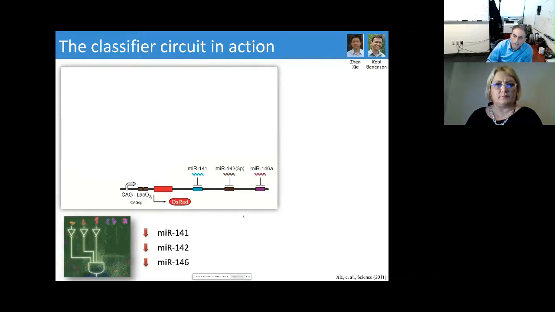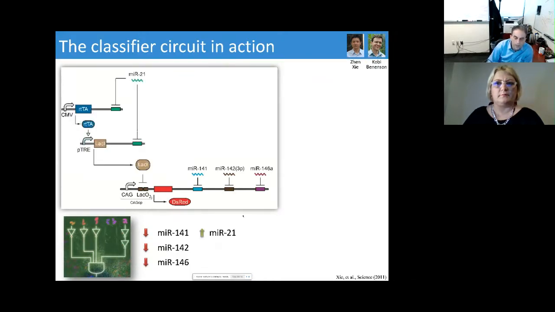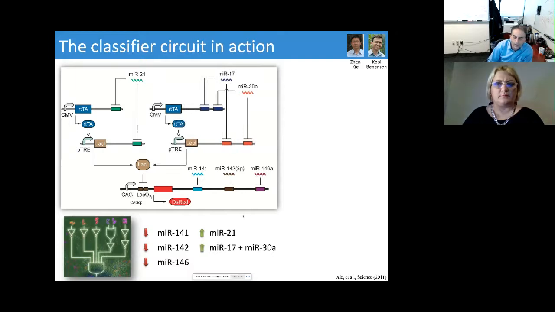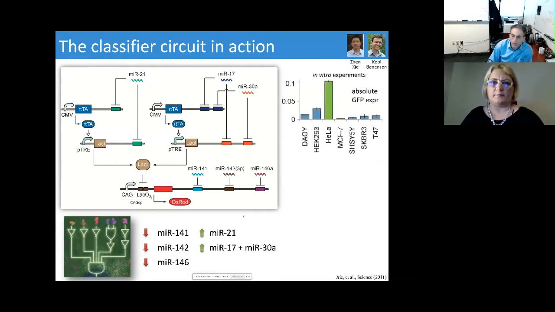So this is work done by Jen G, former postdoc in the lab, in collaboration with Kobe Benenson, who's now at ETH in Basel, actually. And so we created this mechanism whereby the circuit only activates when microRNA 141, 142, and 146 are low, and microRNA 21 is high, and microRNA 17 and 38 are high as well. So it's a pretty complex logic circuit that controls when the cell will actually produce the killer protein.